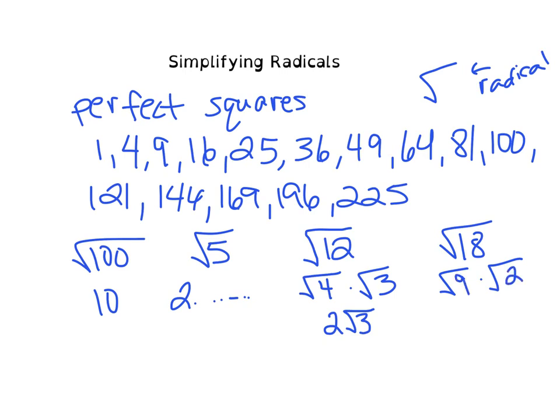Notice that I'm writing my perfect square number first. I like to do it that way just because then I don't have to change the order of the numbers on my next step. So the square root of 9 is going to be 3, and the square root of 2 will stay the square root of 2. So the square root of 18 simplifies to 3 times the square root of 2. All right, so I'm going to go to a new page.